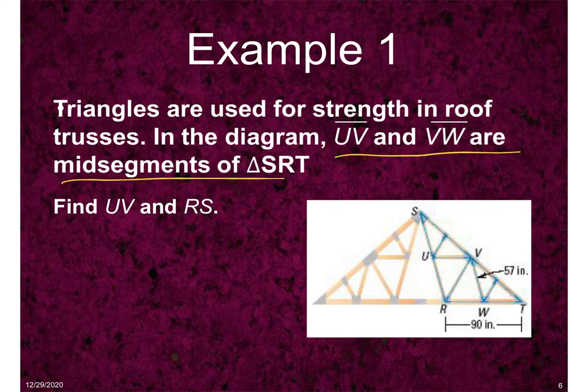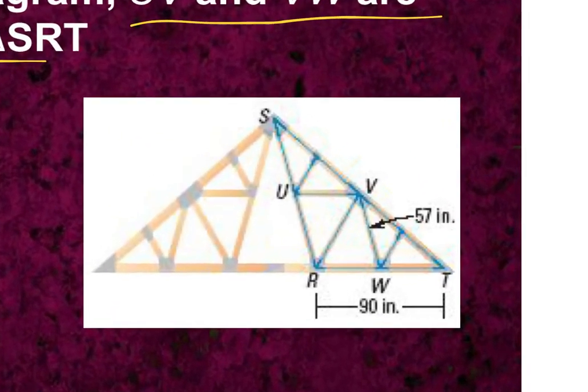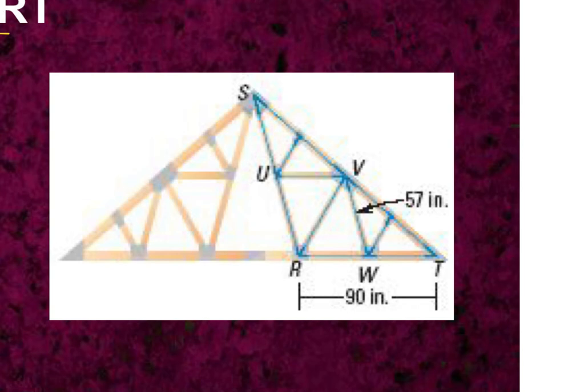So UV and VW are mid-segments. So if UV, let's highlight it, which is this one, is a mid-segment of the whole triangle, what information does that tell us? What can we start to fill in?